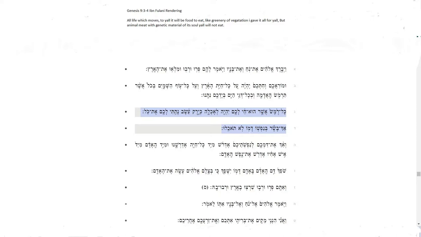Kol remesh asher hu hay lakem yihye le'akla keyerek esev natati lakem et kol. Ak basar benafsho damo lo tokelu. So it looks like the rendering is going to be: all life which moves to y'all, it will be food to eat. Like greenery or vegetation, I gave it all for y'all. But animal meat with genetic material of its soul, you will not eat.